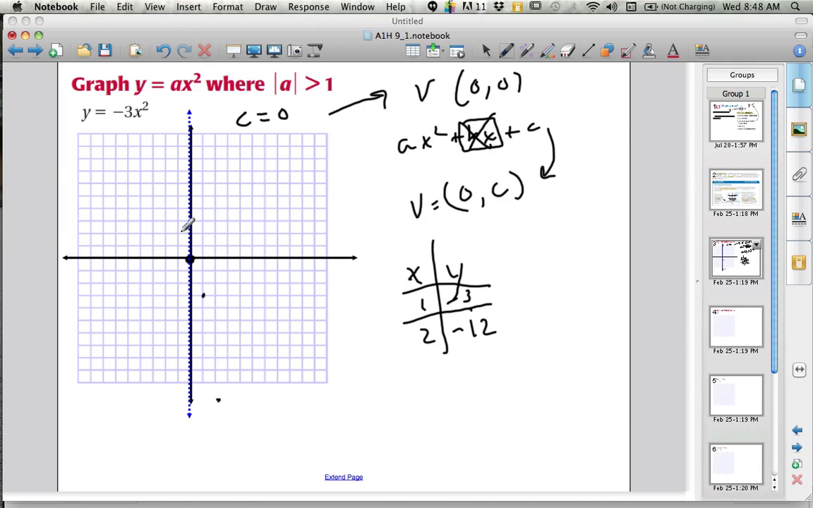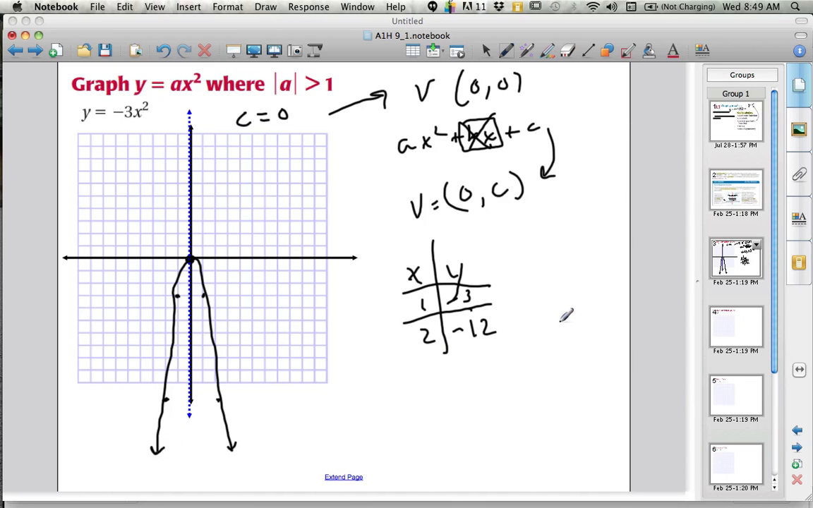And remembering that my graph is symmetrical, if I'm at this point, I'm at -3 and I'm 1 to the right of the vertex, that means there's a point 1 to the left of the vertex. And down here I'm at -12 and I'm 2 to the right of the vertex. That means also at -12 there's a point 2 to the left of the vertex. And my graph comes through these points, turns around at the vertex, and goes out through those 2 points. And that's what my graph will look like.